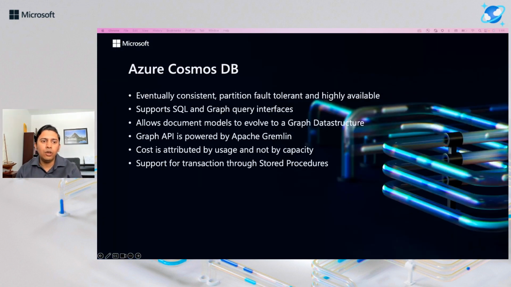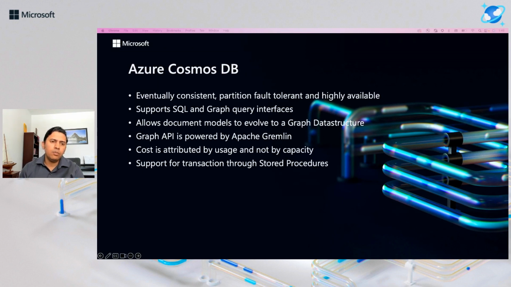Then we started to look into Azure Cosmos DB, and some of its features were very impressive that got our attention. Just like document databases, Azure Cosmos DB is eventually consistent, but it is partition fault tolerant and highly available. So by CAP theorem, it should allow horizontal scalability and high availability of our service, which is excellent. The unique aspect about Azure Cosmos DB was that it supported both SQL and graph query interfaces to support both requirements that we had for Datagroups.